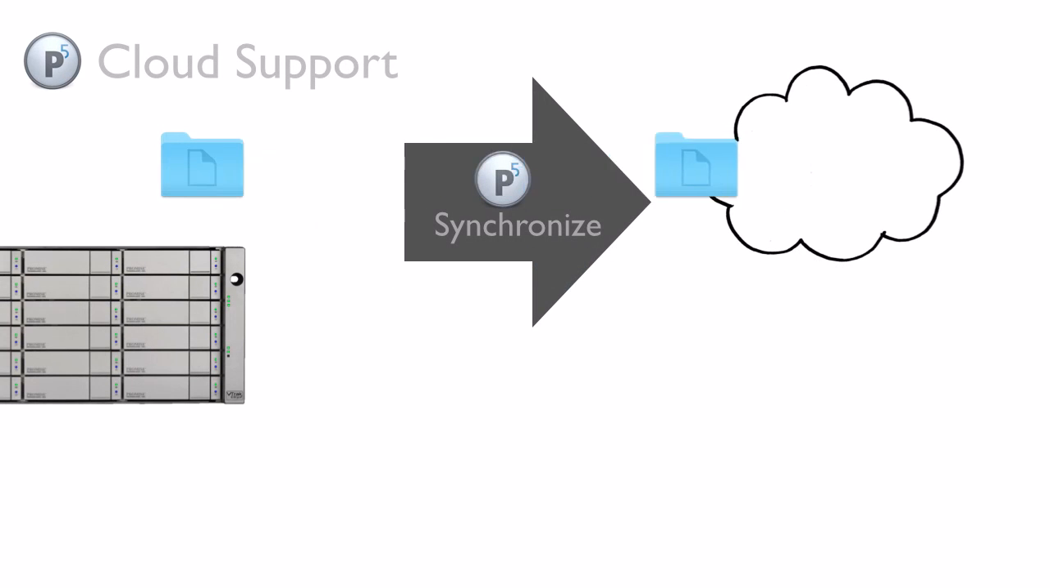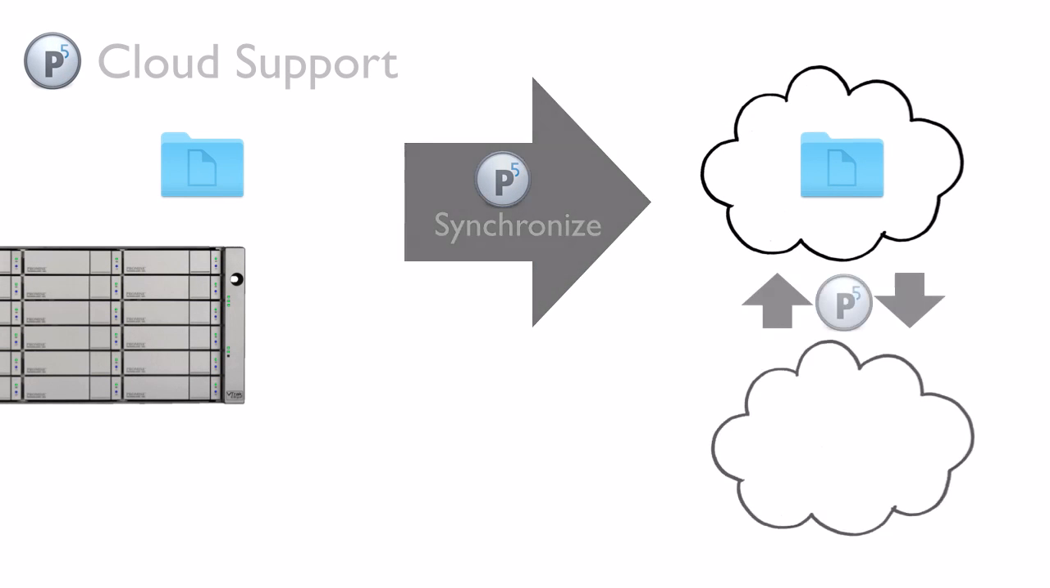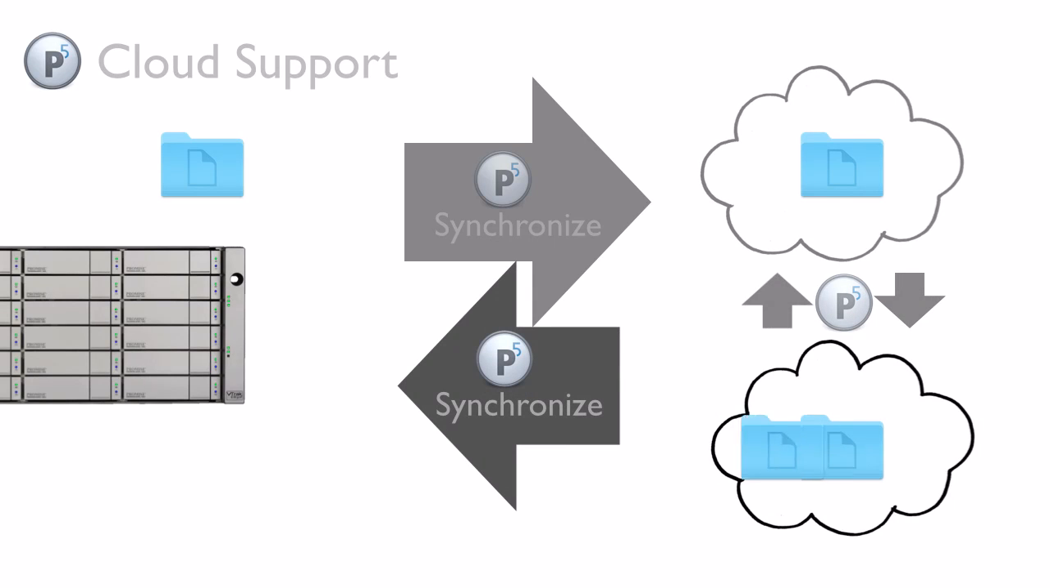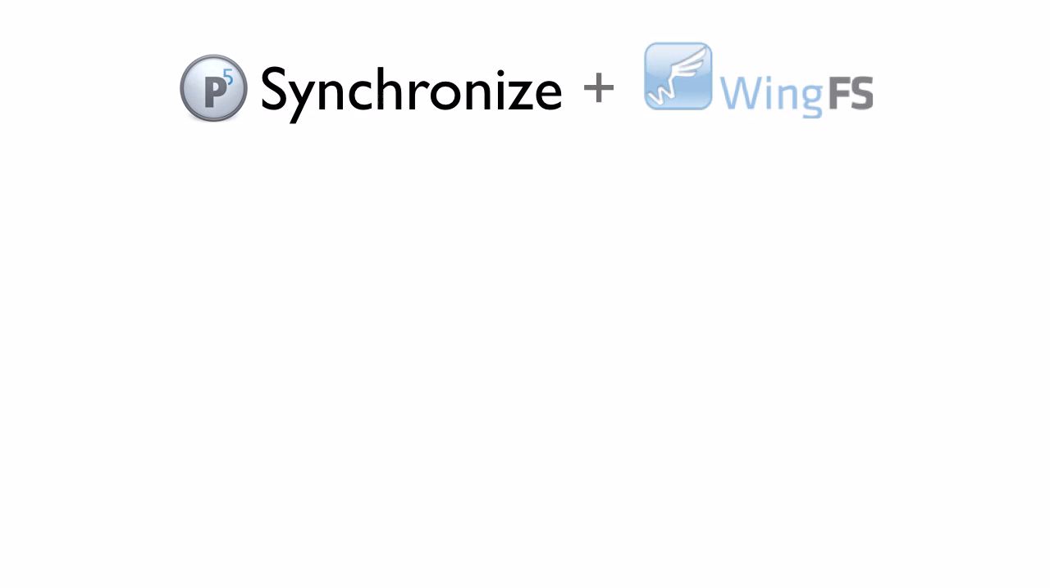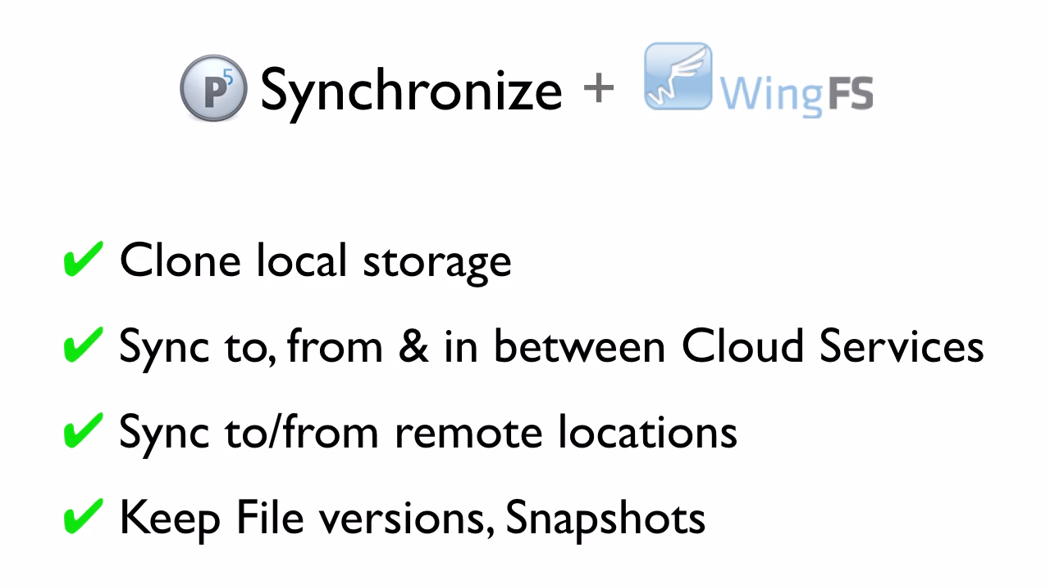Sync automatically offsite to the cloud, sync between cloud services, and sync from the cloud back to local storage. With P5 Synchronize and WingFS, you can automatically clone storage, sync to, from and in between cloud services, sync to and from remote locations, and keep file versions and snapshots.